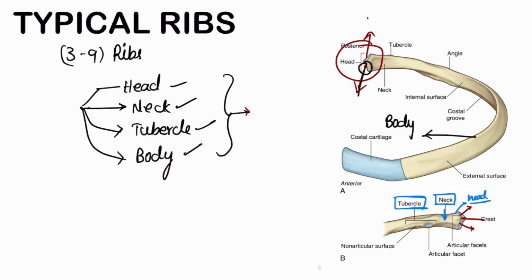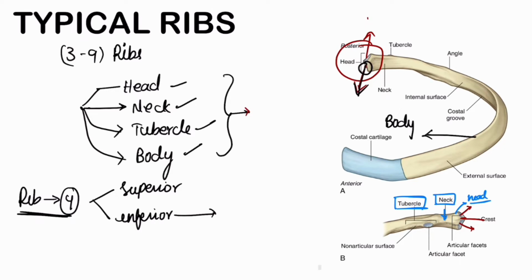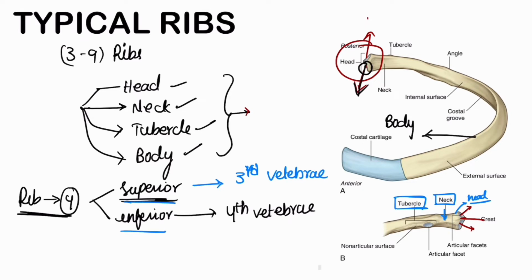The inferior facet of the head articulates with the corresponding vertebra. That means, for example, let us say we have rib number 4. This fourth rib has 2 facets, the superior facet and the inferior facet. This inferior facet articulates with the same vertebra, that is the 4th vertebra. But the superior facet articulates with the vertebra above it. That means it articulates with the 3rd vertebra. That is how the superior and inferior facets articulate with the vertebrae.